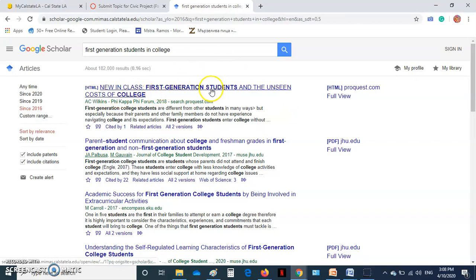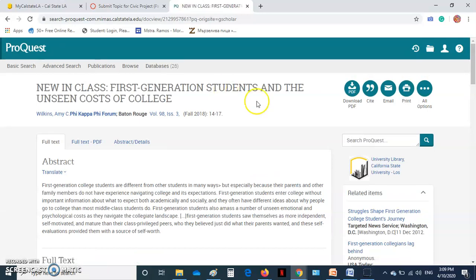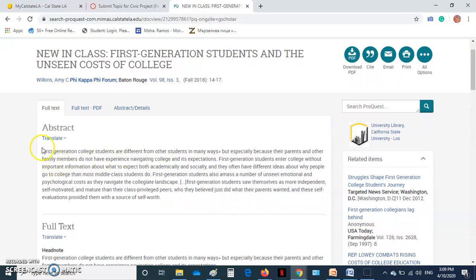So this one seems like a good one. I'm going to click on it. I'm not going to go into too many details about how to look for articles because I already explained it in your assignment. But basically, read the abstract and see if this is what you're looking for, to give you insight into the topic. For first generation students, you have to understand what the problems are, where the problems are coming from, and what could be possible solutions. Abstract means summary of the article.